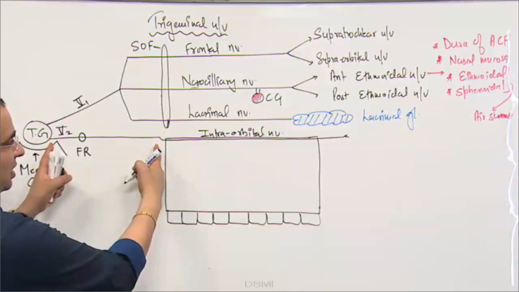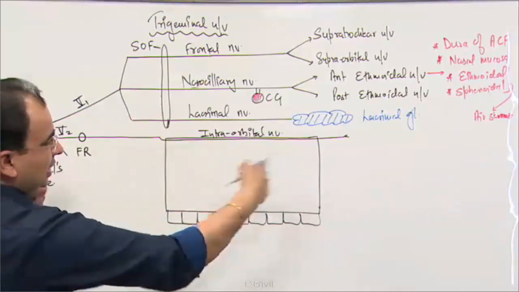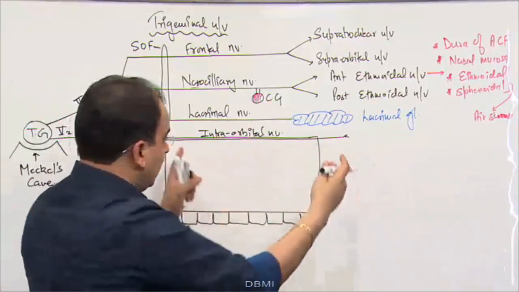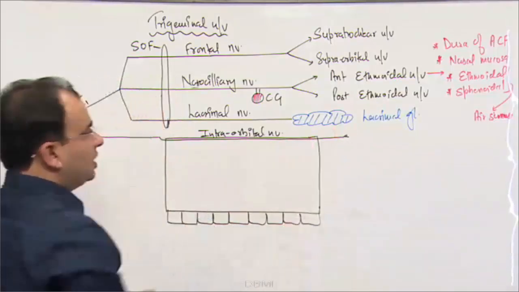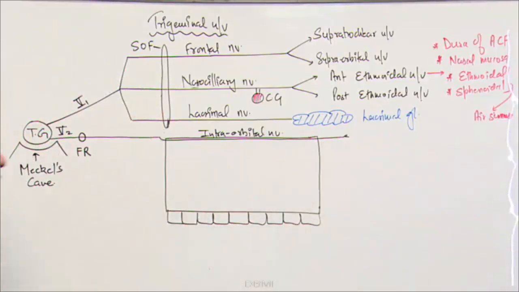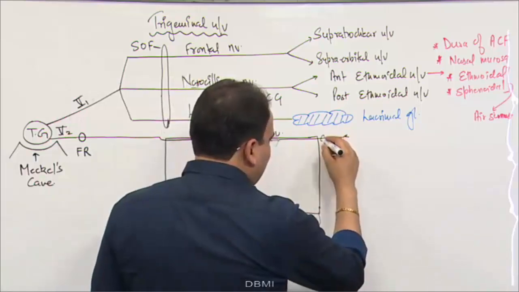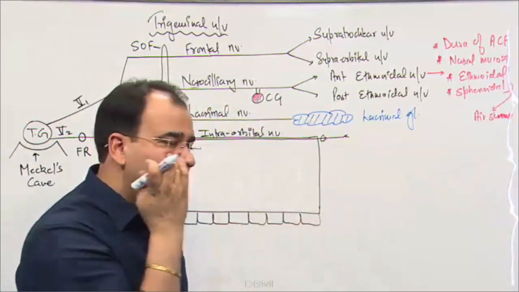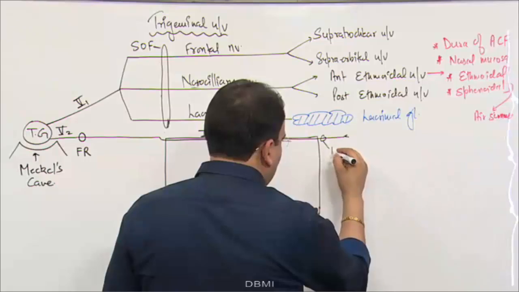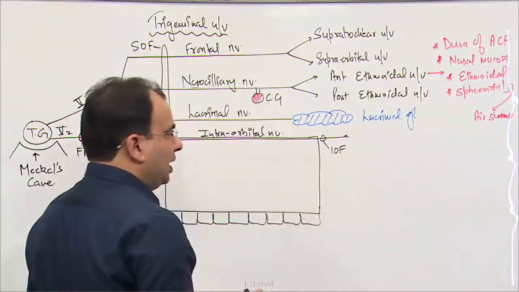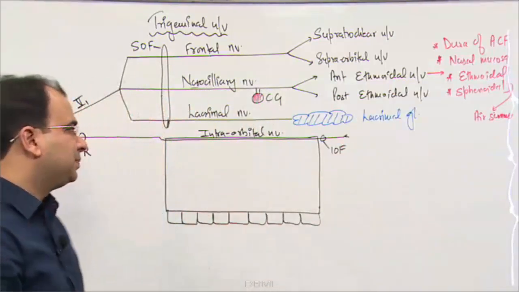So this is the maxillary nerve till here. This is also the maxillary nerve, but the continuation of it in the floor of the orbit is called the infraorbital nerve, which comes out of the infraorbital foramen. There is a foramen below the orbit called the infraorbital foramen. I am just writing IOF, infraorbital foramen, and it supplies the skin of the cheek.